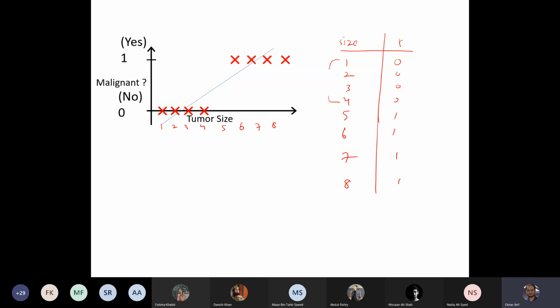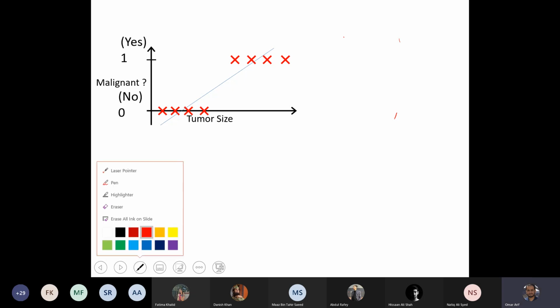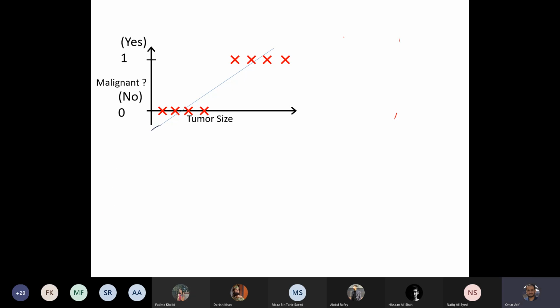The first 4 are benign, and the next 4 are malignant. If I plot them, this is the plot I get. If I apply linear regression, what we did in the previous lecture, then I expect to get a line like this, because linear regression is going to output a line.